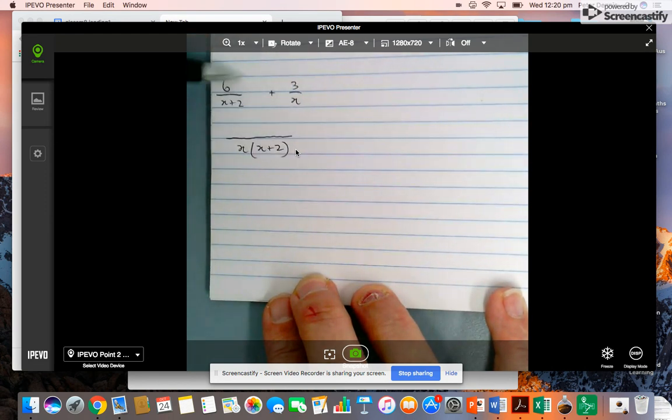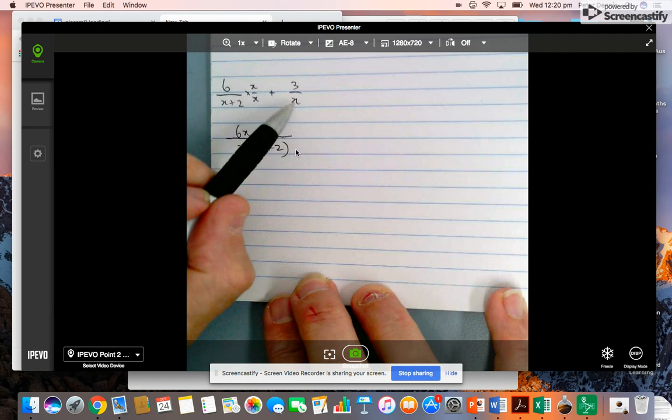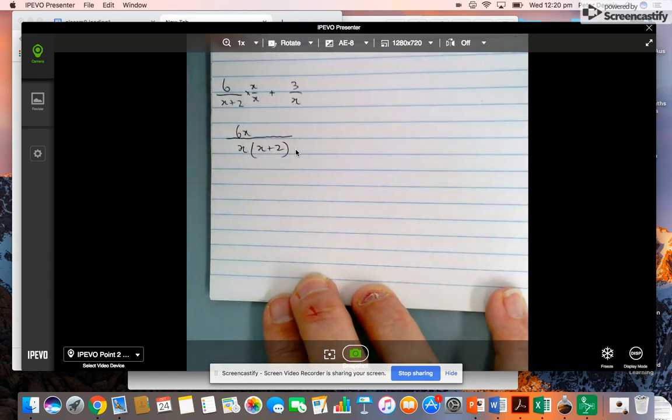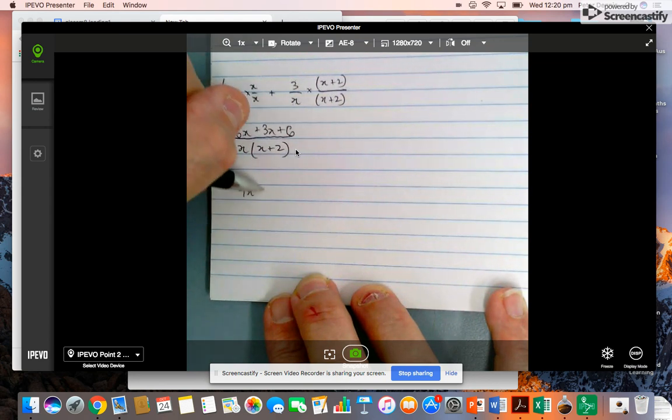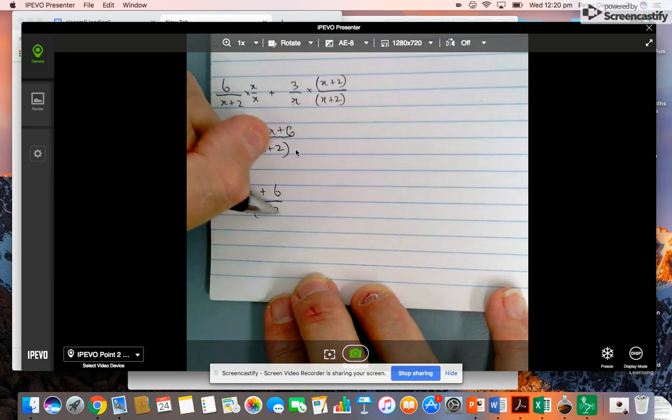So what do we have to do to this? We multiply it by x over x. So we get 6x. What do we have to do to the x to get to this? We multiply it by x plus 2 over x plus 2. 3 times this gives us 3x plus 6. And then we just collect like terms again. 6x plus 3x is 9x plus 6 over, and we probably just leave that bottom term like that.